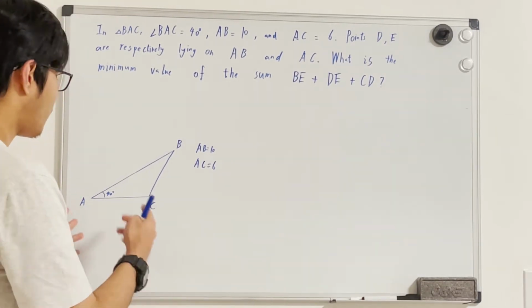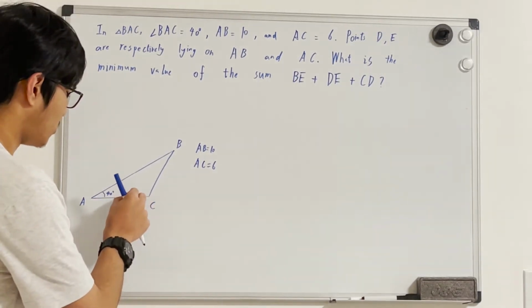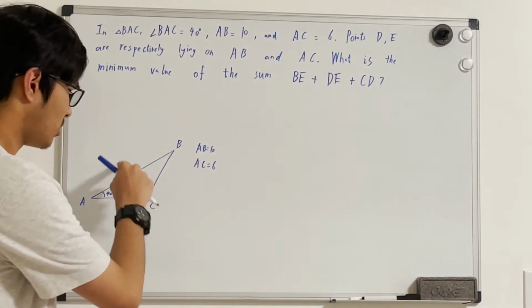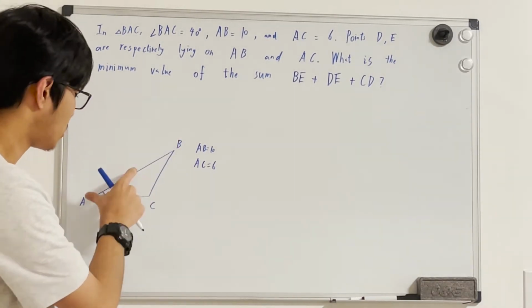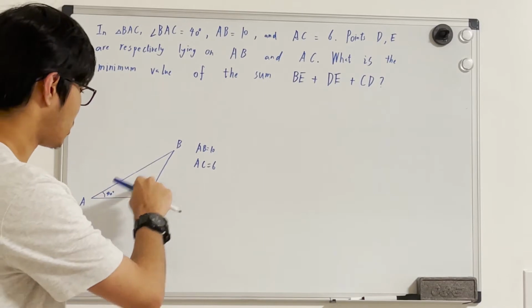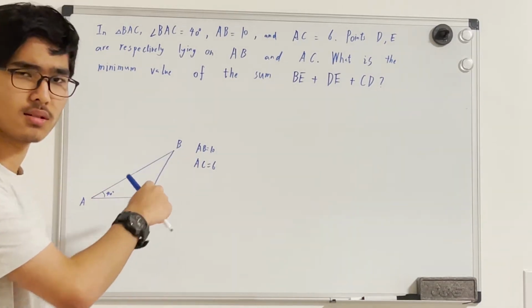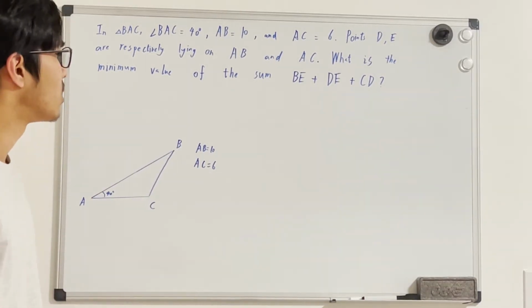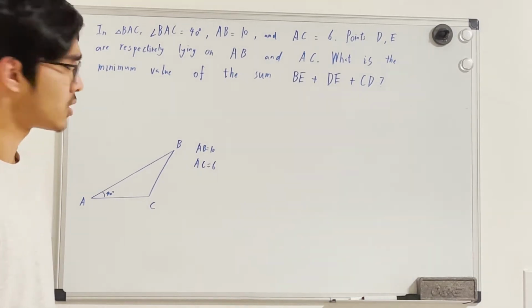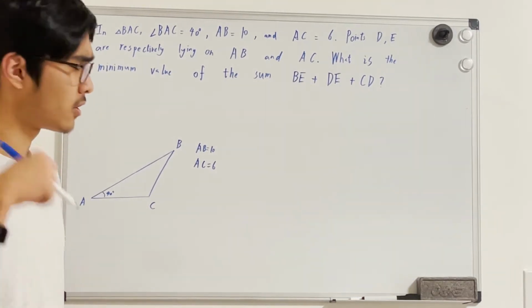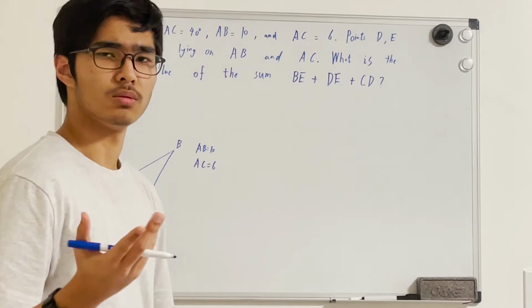How do we find the minimum value of two random points connecting to each other? Could you visualize that? BE, DE, CD connect, right? Three lines. They're kind of random. So, the first step we're trying to do is to know a property.